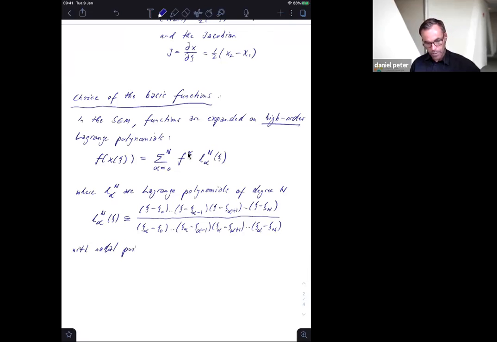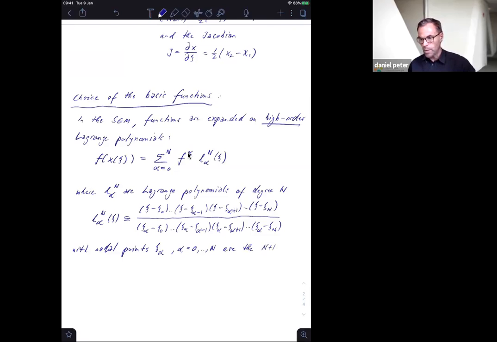With the nodal points psi alpha, and alpha goes from 0 to n for the degree n polynomial. And in particular, these nodal positions are the so-called Gauss-Lobato-Legendre point positions, or GLL positions. You see from 0 to n, it means we have n plus 1 of these nodal points.